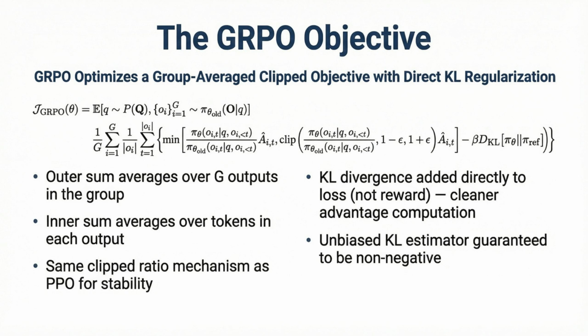In PPO, the KL penalty is baked into the reward, which then feeds into GAE to compute advantages. This means the advantage calculation is entangled with the KL penalty. In GRPO, the advantage is purely based on reward comparisons, and the KL penalty is a separate regularization term. This is cleaner and simpler. The KL estimator in equation 4 is also worth noting. It uses an unbiased estimator that is guaranteed to be non-negative, which is a nice mathematical property.